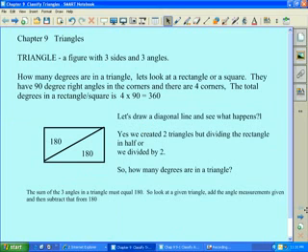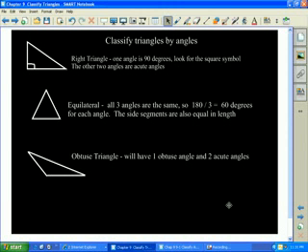So let's now go ahead and do some work and try to solve some problems finding the angles in some triangles. And also we're going to describe some of the triangles based on the angles that we do see. So let's take a quick look at that.